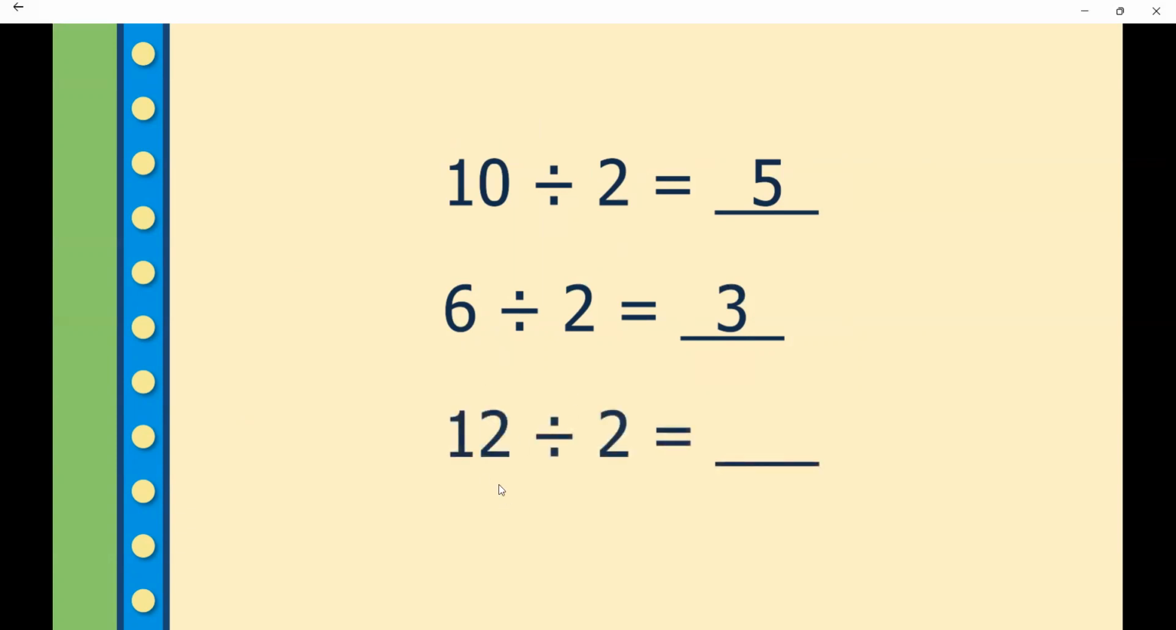So here we have a total of 12, and we want to break it up into groups of 2. And how many groups do you think we're going to get? Okay, and the answer is 6. And again, I can check this because 6 times 2 is 12.